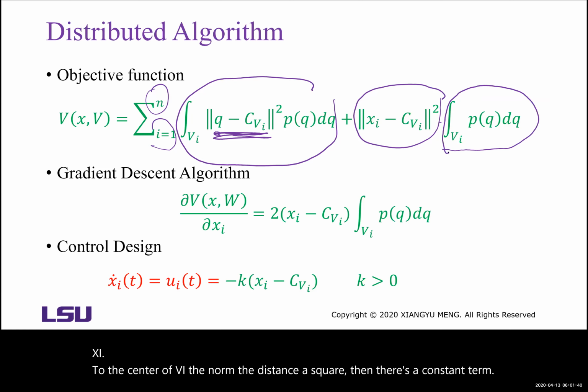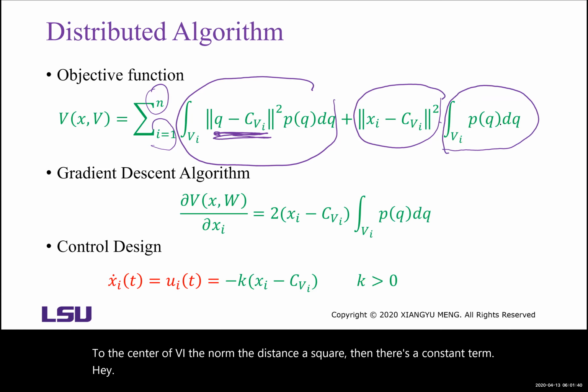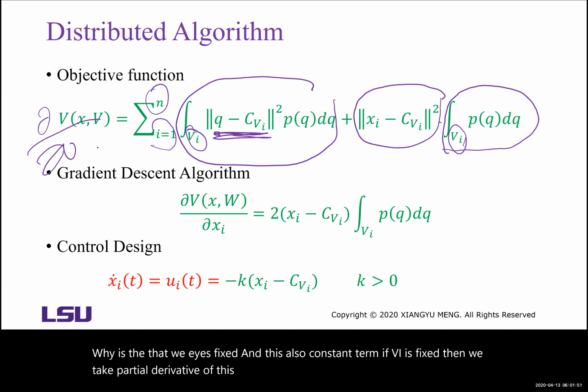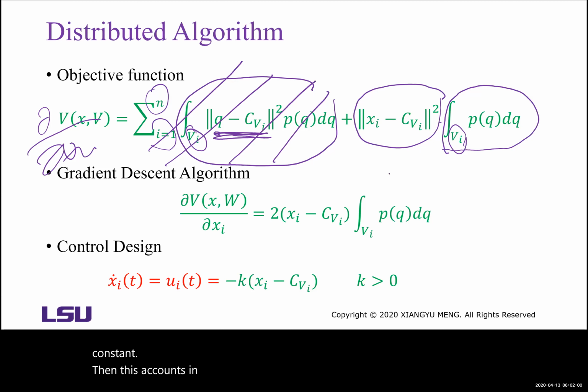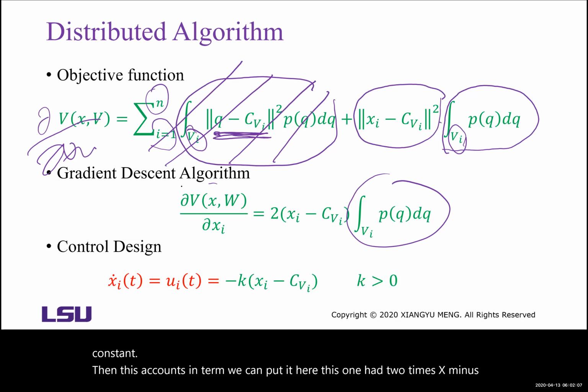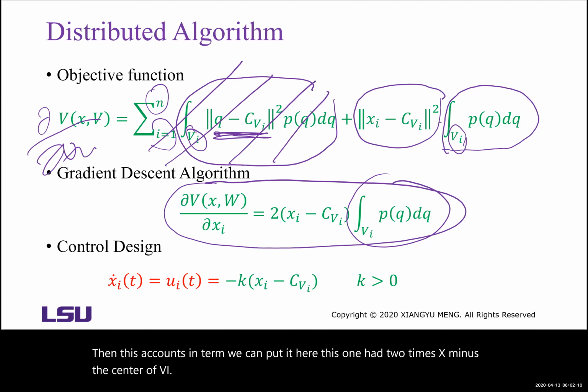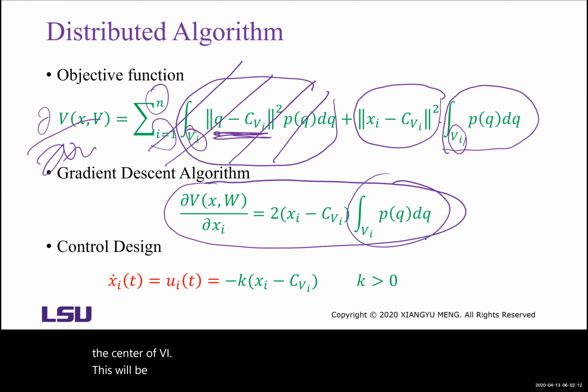Once the vi is fixed, this is also a constant term. Then we take the partial derivative of this function with respect to xi. So we know this part is constant. Then this is a constant term, we can put it here. And this one we have 2 times x minus the center of vi. Okay, this will be the gradient direction.